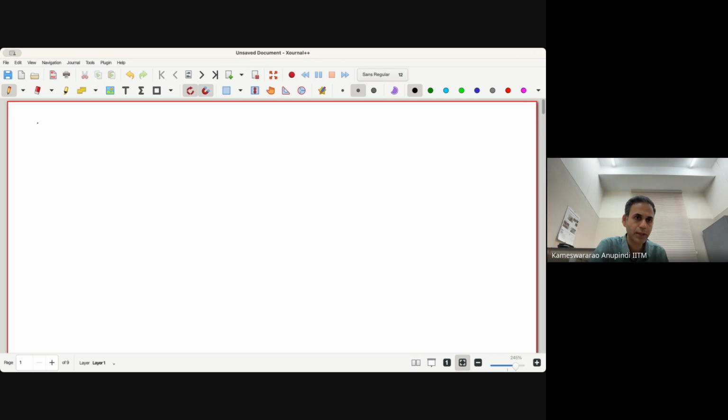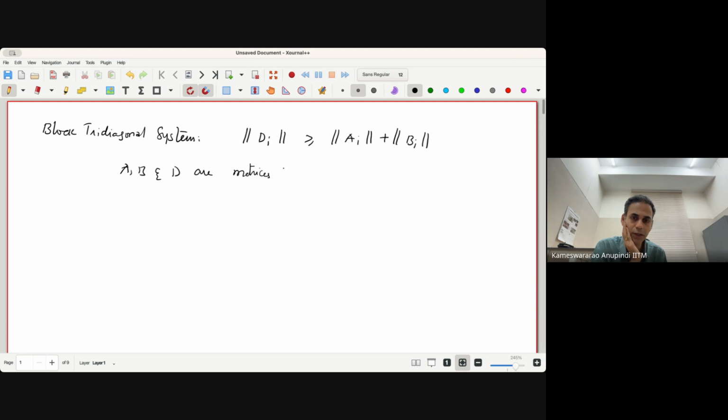So yesterday we were looking at the block tridiagonal system, and we said that for the block tridiagonal system solution that we have written to not have the round-off errors grow, the D_i should be greater than or equal to the sum of the above and the below diagonal elements, right? That's what we said, where of course we realize that each of these A, B, and D are matrices themselves.